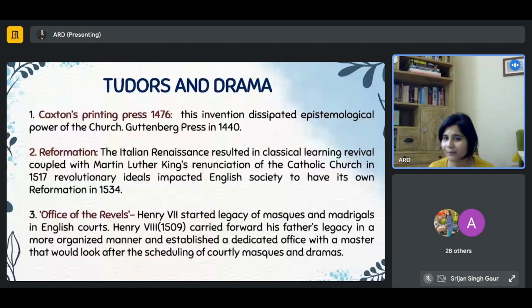And Henry VIII, he did what? He established the Office of the Revels. Office of the Revels Henry VIII ने establish कर दिया. And these courtly dances, courtly dramas, उनके father Henry VII ने start किया था. ठीक है?